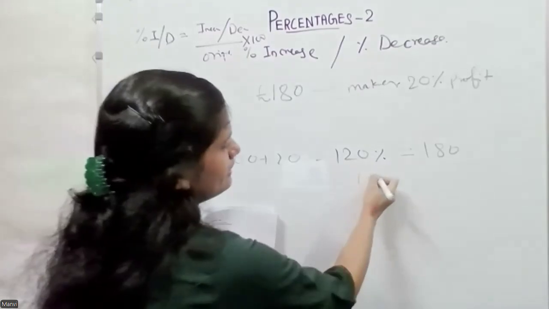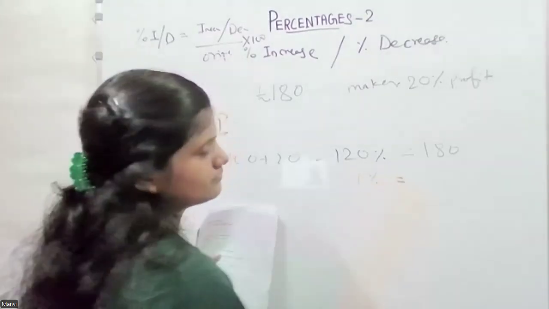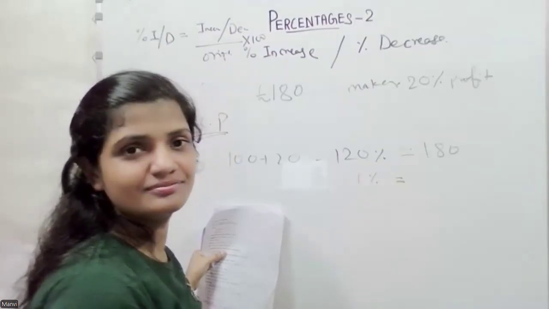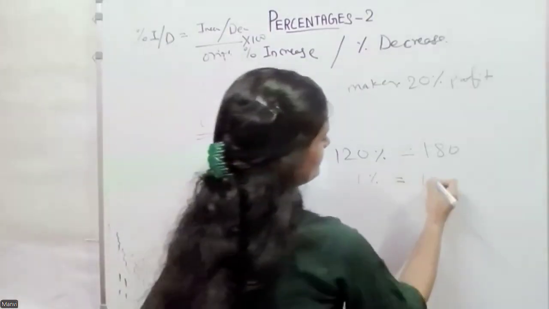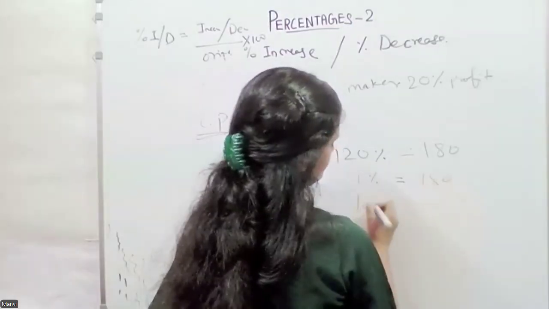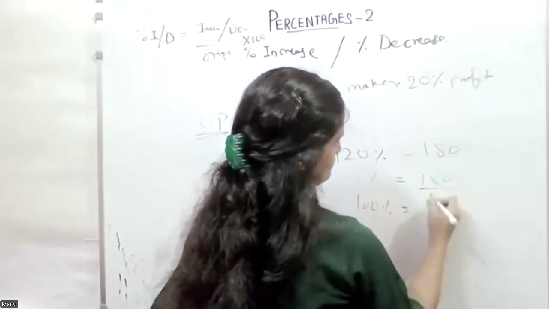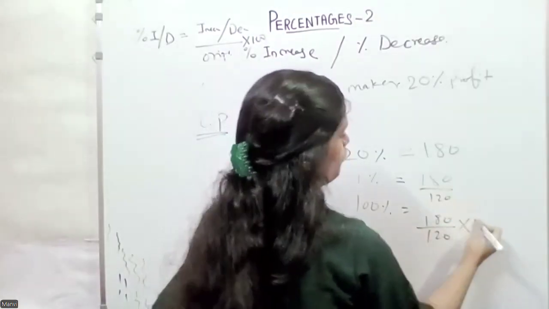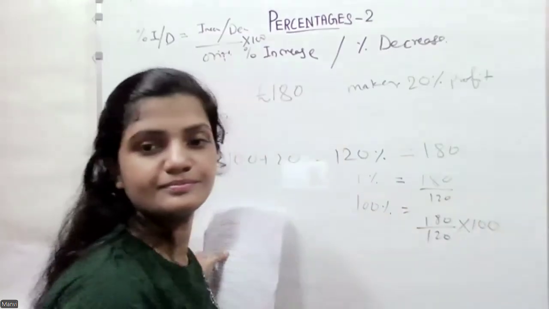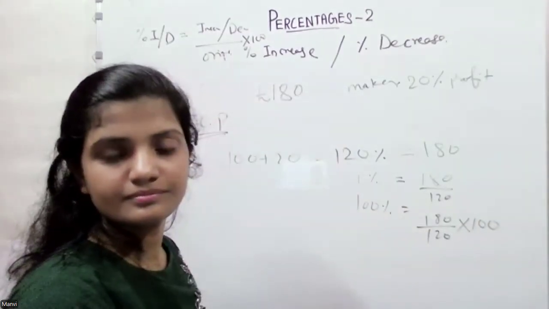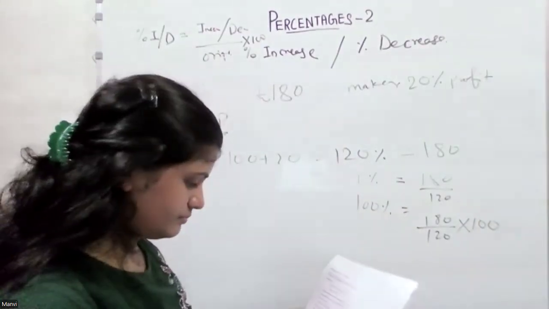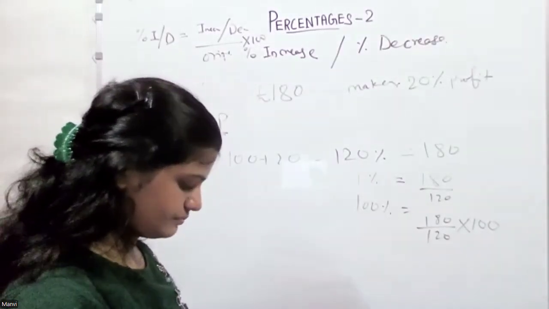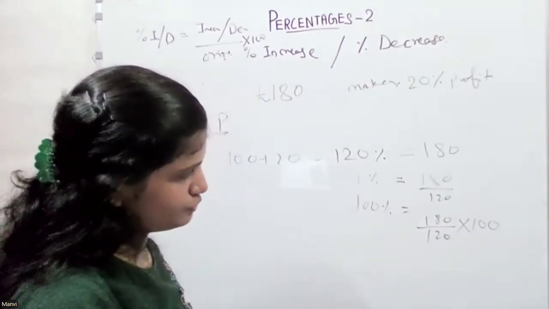One percent will be 180 by 120. Wow, and then 100% will be 180 by 120 times 100. Wow, good. Simplify very carefully, Kavya.